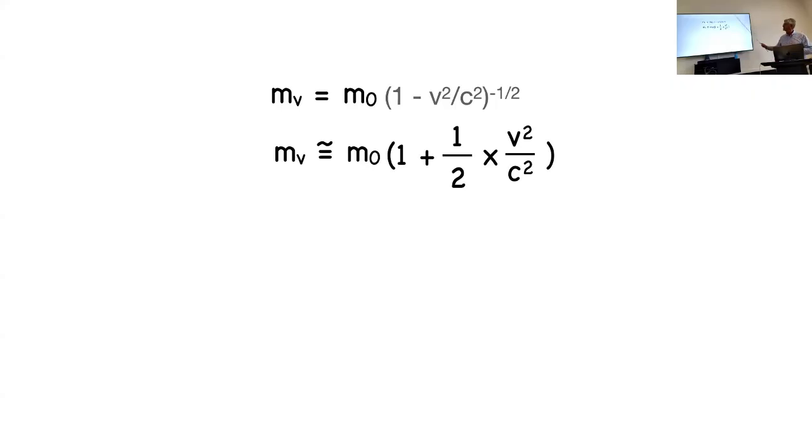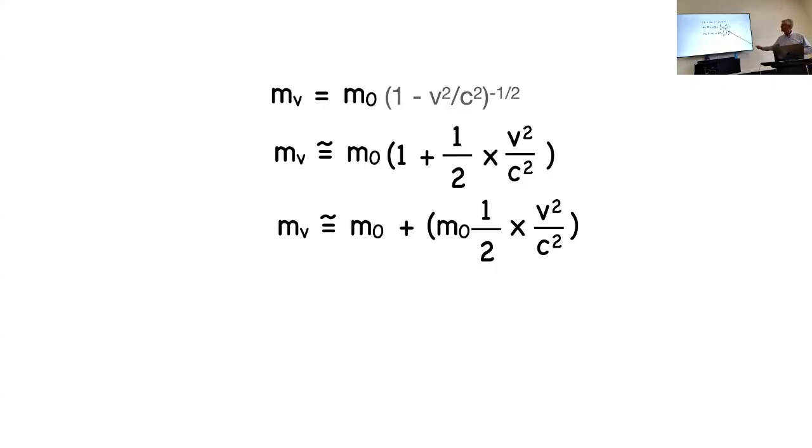And here's what it is. You take this minus 1/2, take away the minus sign, and put it in front of v squared over c squared, and change this minus sign to a plus sign. This is an approximation, but at low velocities it holds. Well, we can rewrite that as rest mass times 1, that's here. In other words, we're going to distribute, we're going to expand this expression. So it's m naught plus m naught times 1/2 times v squared over c squared.